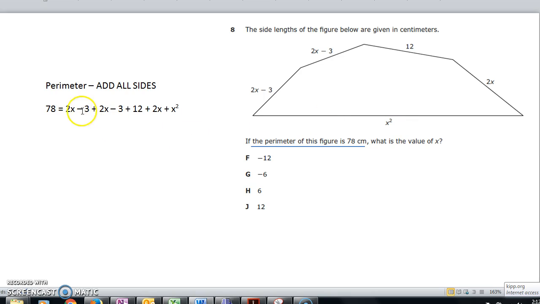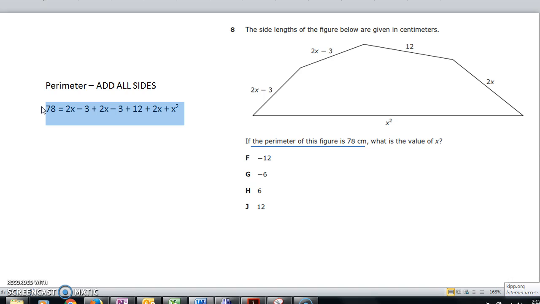Alright, so when I added all 5 sides, here's my first side, second side, third side, fourth side, fifth side. That's what perimeter means. It means you add up all the sides, and in this case, the perimeter is 78. So "is" means equals 78. What is the value of x? So basically, we set up an equation, and the problem is asking us to solve for x. All right, let's try it.